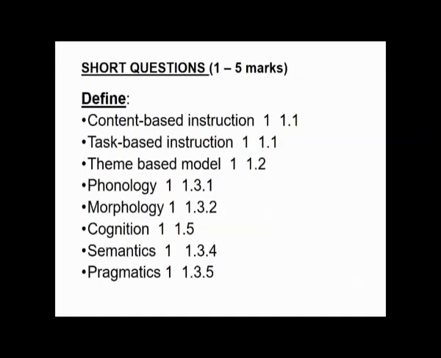Now, these appear in one of your 3 exam papers. So you better go and find them and highlight them in your study guide or write them down and make sure that you know the answers to the following. After each one, look at the first one, content-based instruction. What does that mean? Content-based instruction. Then you will see Unit 1, 1.1. You are going to find the answer in Unit 1, 1.1.